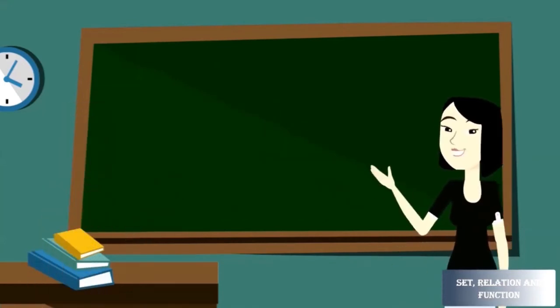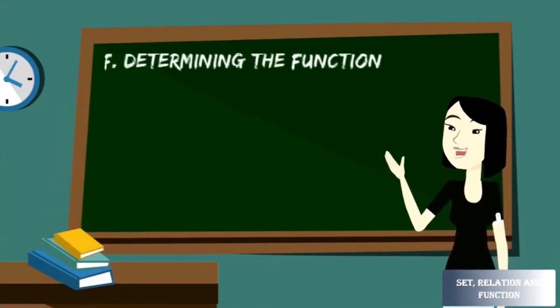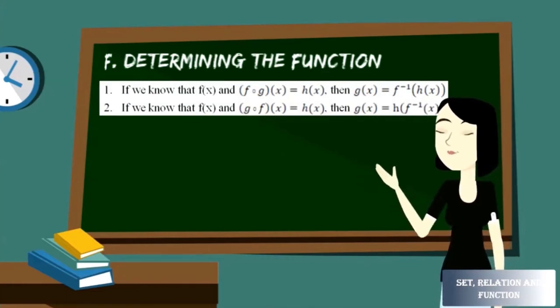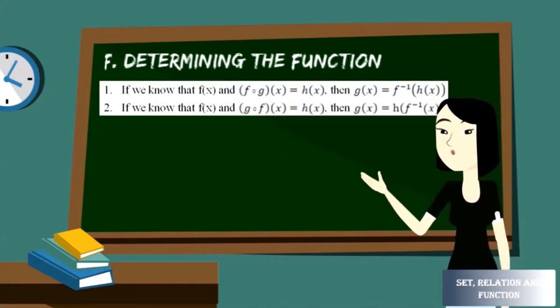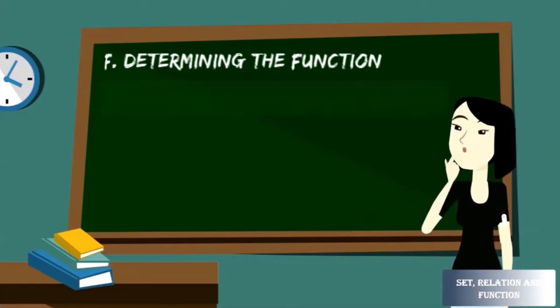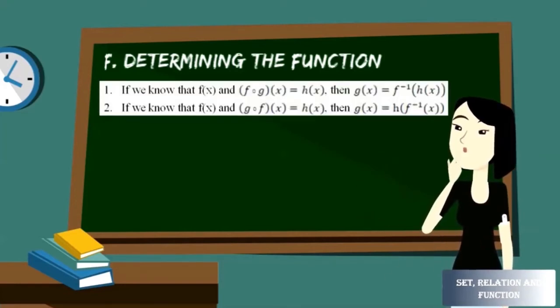And the last, we will talk about determining the function. First, if we know f(x) and f of g(x) is equal to h(x), then g(x) is equal to f inverse of h(x). Second, if we know f(x) and g of f(x) is equal to h(x), then g(x) is equal to h in parenthesis f inverse of x.